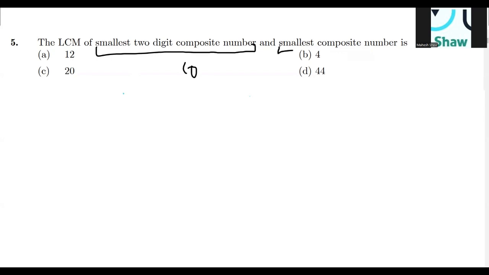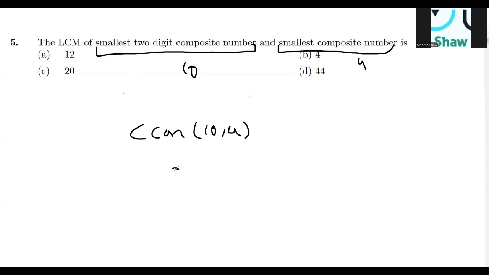And the smallest composite number is what? Is it 2? The smallest composite number is 4, right? 2 is the smallest prime number. So this is 4 here. So that means we have to get the LCM of 10 and 4.